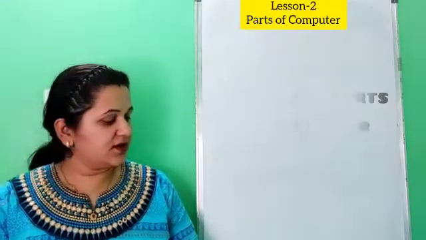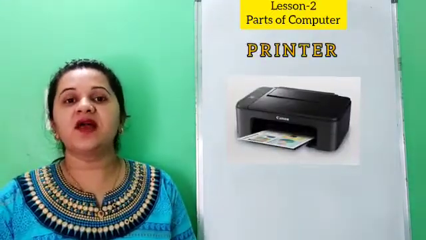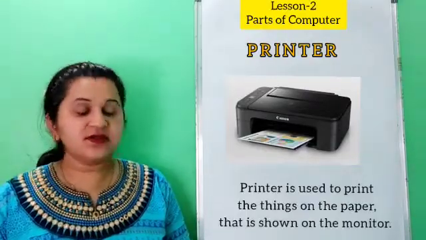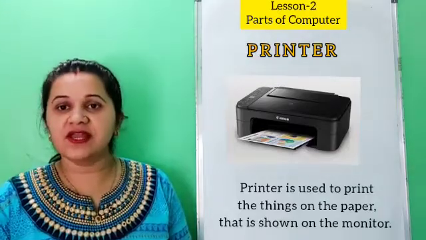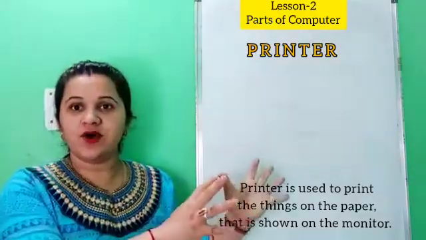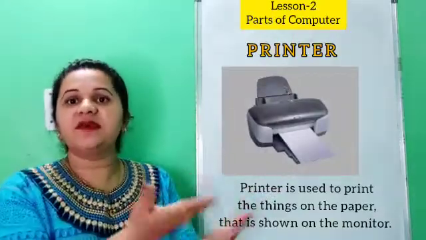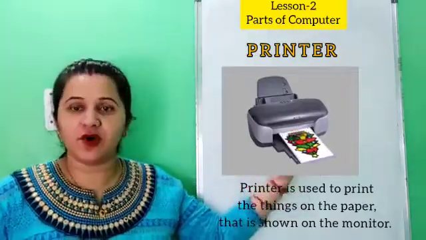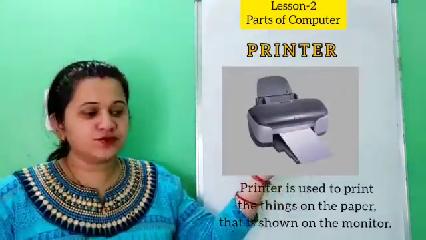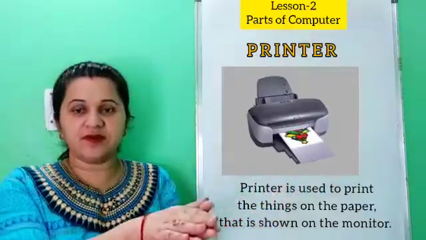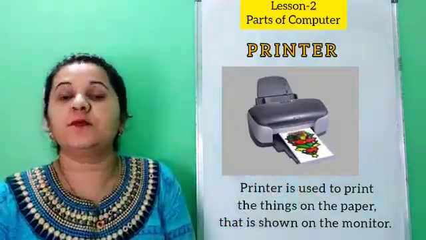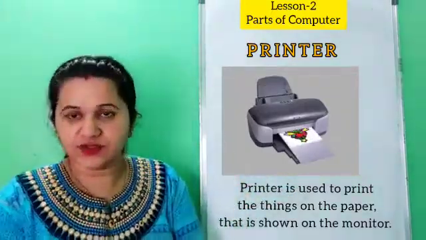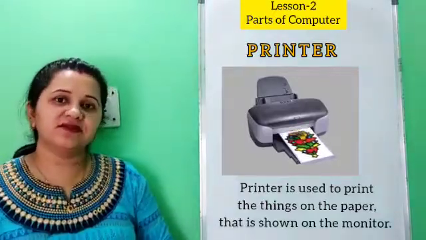Now here is the printer. P-R-I-N-T-E-R, printer. Now children, a printer is a device which helps us to take the output from the computer on a piece of paper. Whatever we have typed or whatever we have drawn on a computer, if I want to take it on a piece of paper, then I can take help of a printer. Taking out that data on a piece of paper is called a printout.